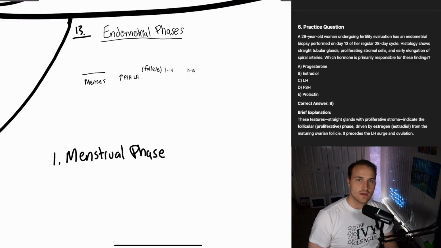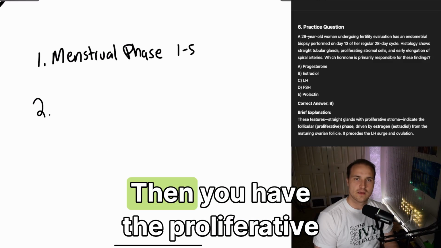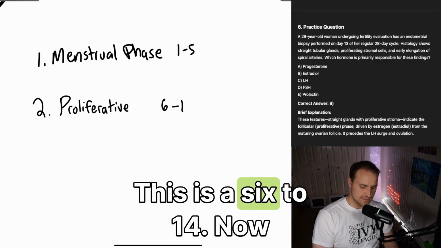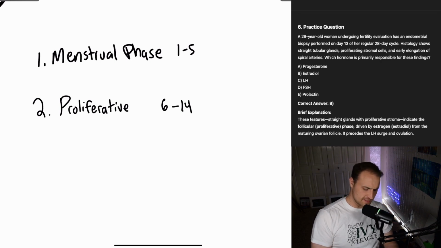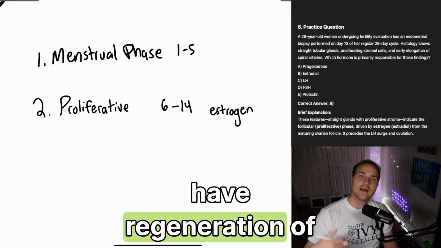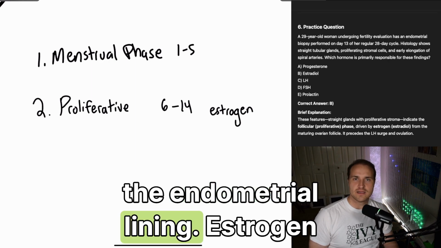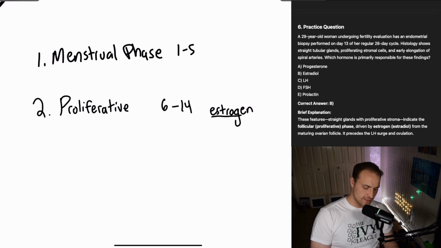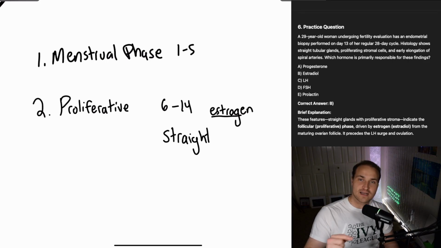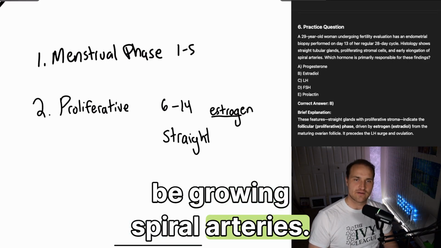So the cycle goes: first we have the menstrual phase, days 1 to 5. Then you have the proliferative phase, days 6 to 14. What drives this is estrogen. Until you have regeneration of the endometrial lining, estrogen is going to establish that. Histologically, you are going to see straight glands, mitotic figures, and growing spiral arteries.